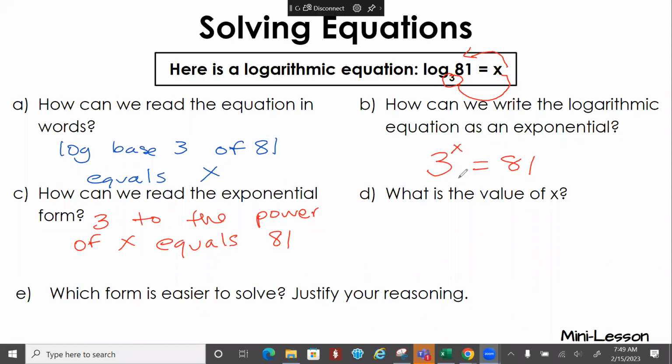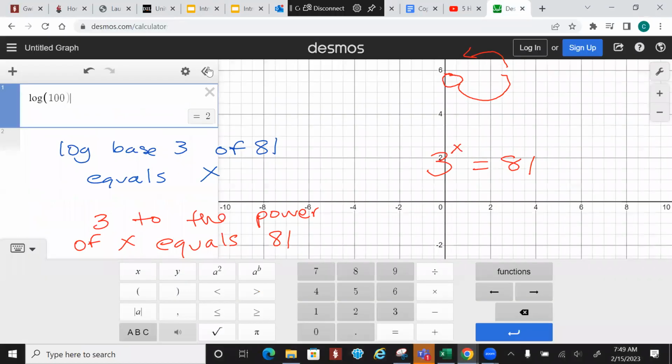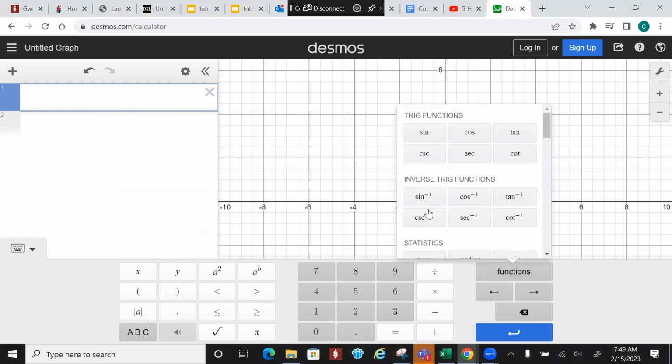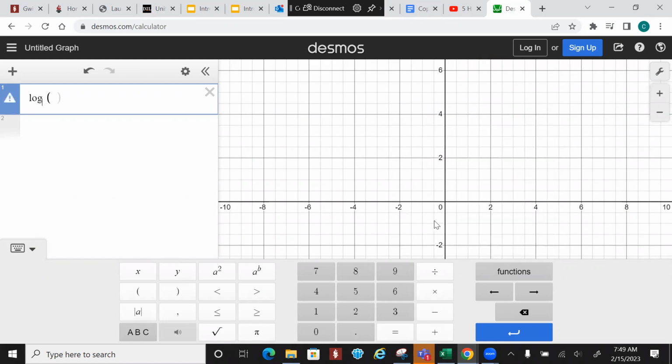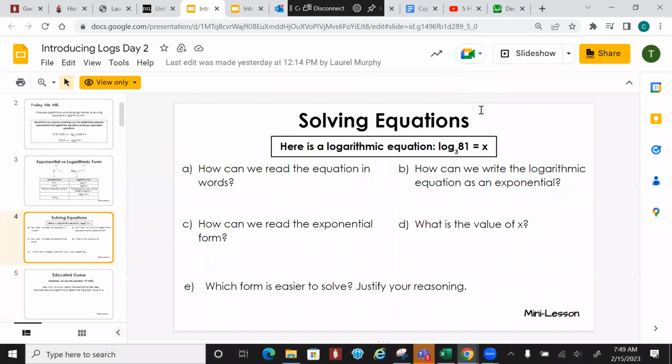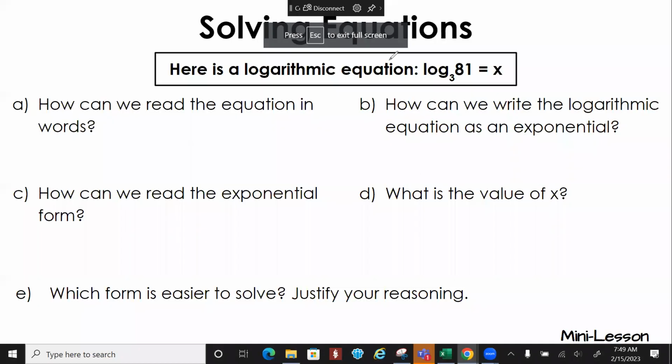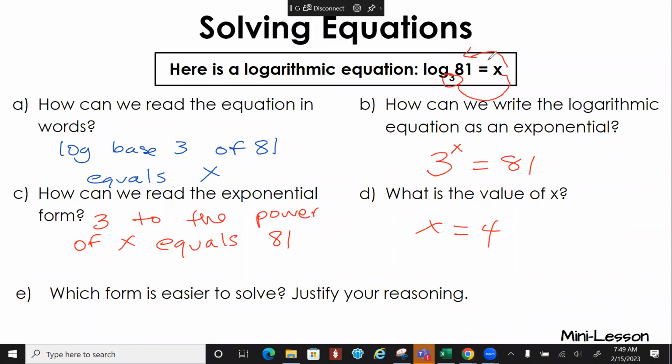Okay, so looking at this exponential form, I don't know what number this is going to be. So what I can do is take the log form and type it into Desmos. So let's take a moment and type this in. If I go into function, I scroll all the way down to logs, I'm going to use this log of base a. So we had log of base 3 of 81. And what number did that give me? 4. Okay, so this is going to give me x equals 4.